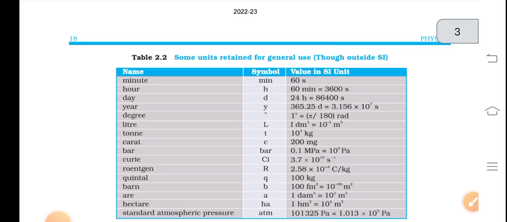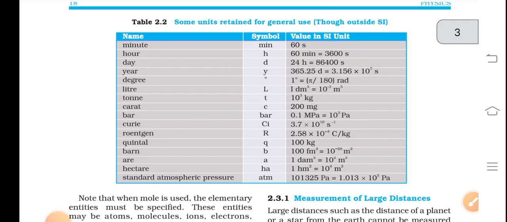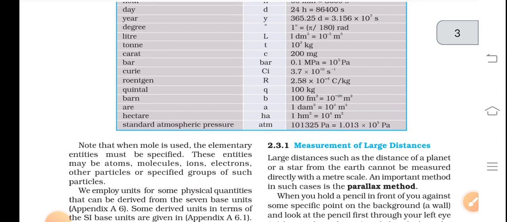Next, these are no need, but if anybody wants, they can look ahead.